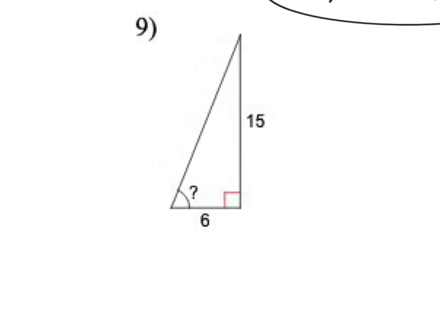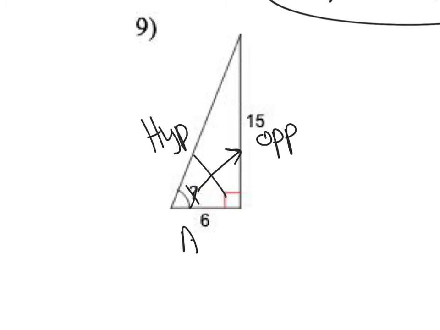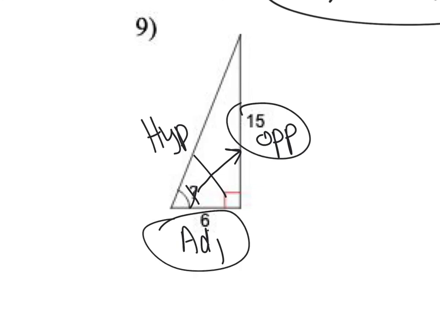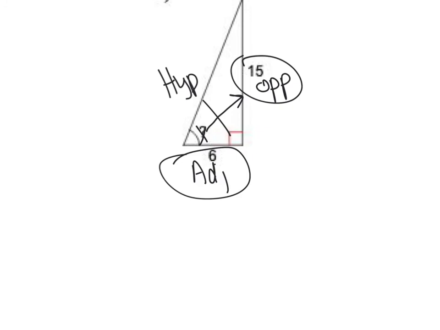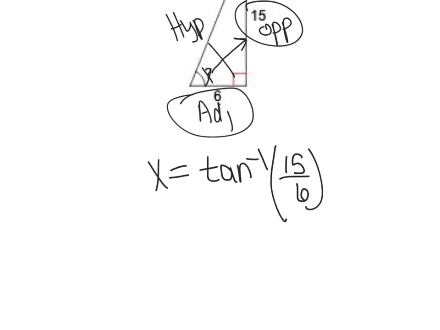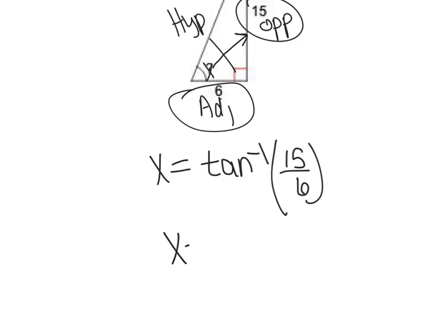Here's my x. All right, let's see what trig ratio we're going to use. Over here is our opposite side. Here's our hypotenuse and our adjacent. Well, we have information about adjacent and opposite, which means we are going to use tangent. So we know our angle is going to equal the inverse tangent of our side ratio, which is opposite over adjacent. So let's go ahead, put that in your calculator, and you should get approximately 68.2 degrees.